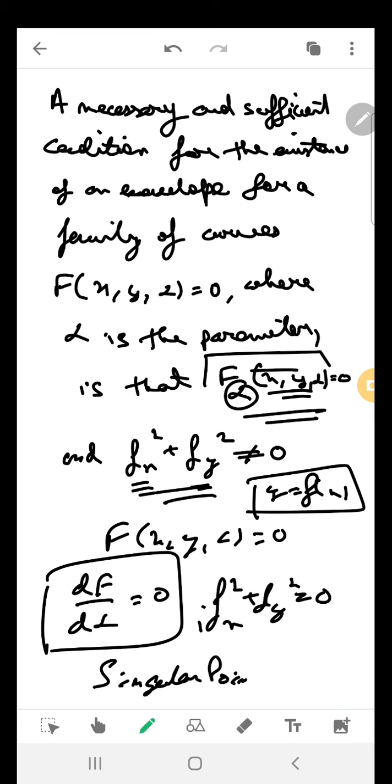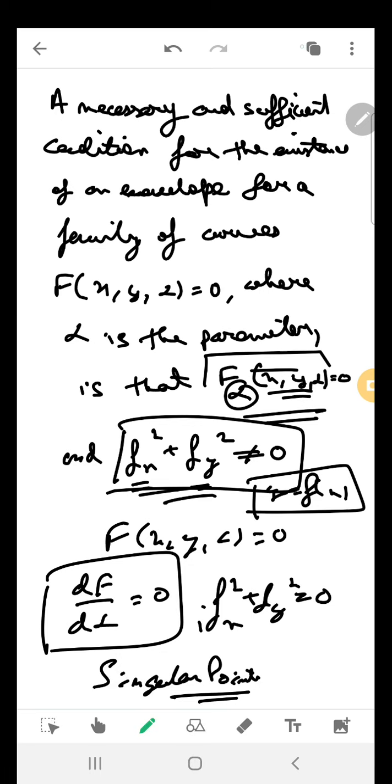Okay, so this is very necessary for you to check whether an envelope exists or not. So to check the existence of an envelope, you need to know this particular situation. Got it? So let me straightforwardly come to how to find the envelope of the family of curves.